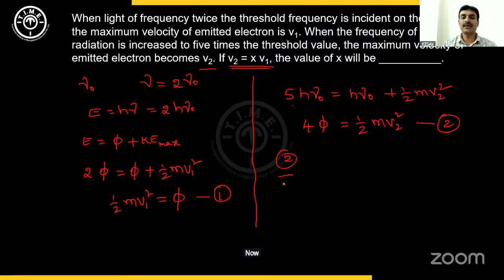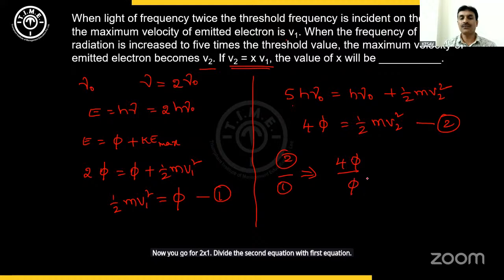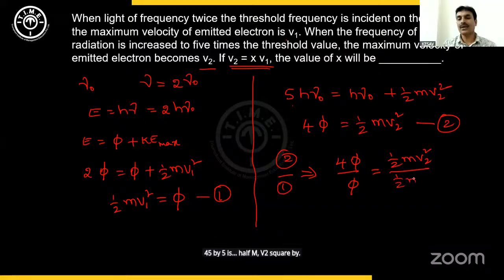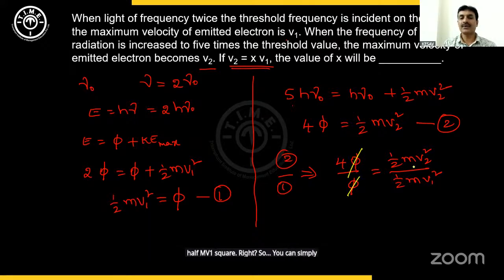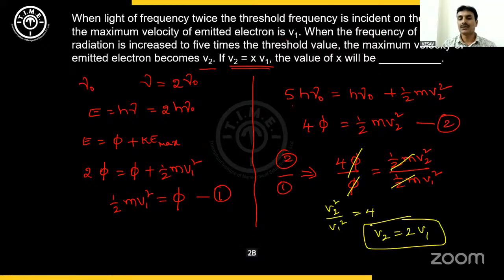Now you go for 2 by 1. Divide the second equation with first equation. 4 phi by phi is half m v2 square by half m v1 square. Right? So you can simply cancel this phi and phi here, half m and half m. You're left with v2 square by v1 square as 4, which says v2 is 2v1. So what is the value of x? X is nothing but 2. Clear? So x value here is 2.